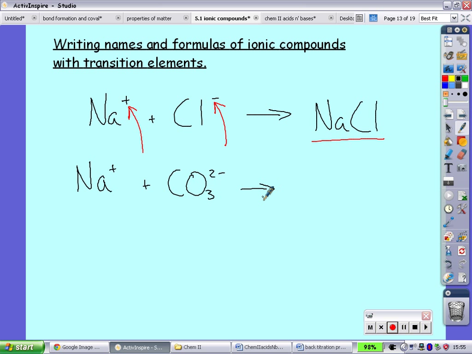Here you can see that the pluses and minuses don't cancel out. If I have +1 here and -2 here, then I would end up with an overall charge of -1. So what I have to do is add another sodium. When I do that, I write the formula as Na2CO3, because I had two sodiums.